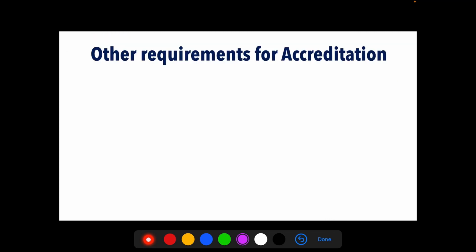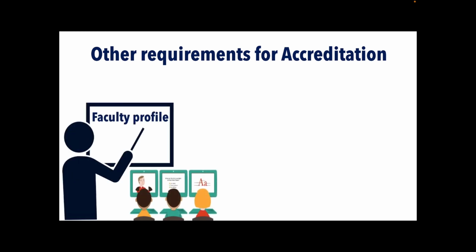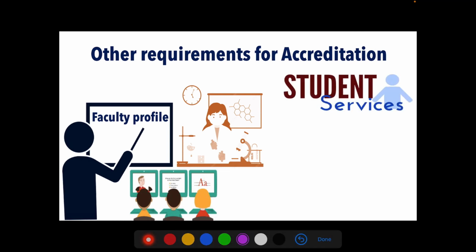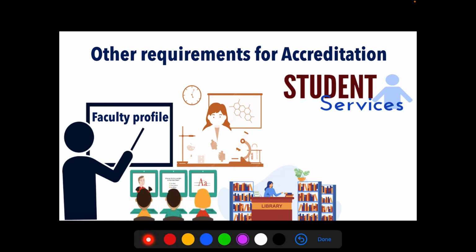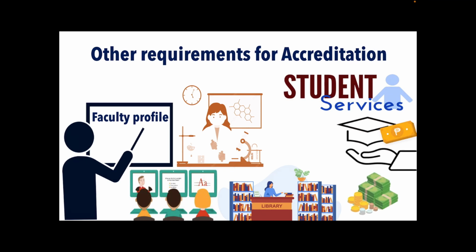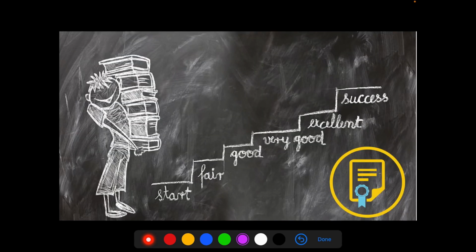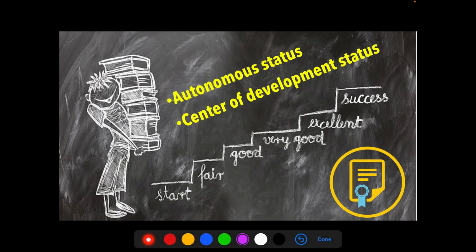Next one, what are the other requirements for accreditation? Of course, we have the faculty profile, the instruction, the laboratory, student services, the library holdings, the tuition fees, the department budgets, and the philosophy, goals, and objectives of the program. And also, accreditation serves as the initial step for a school to achieve an autonomous status, also a Center of Development status, and a Center of Excellence status.